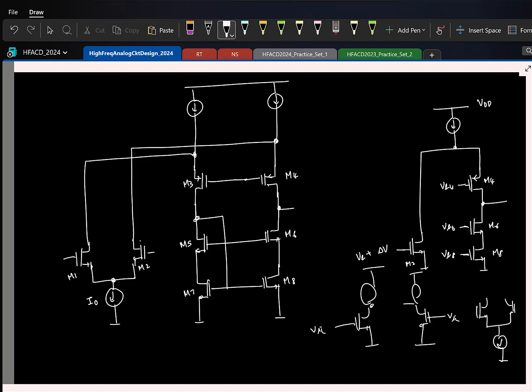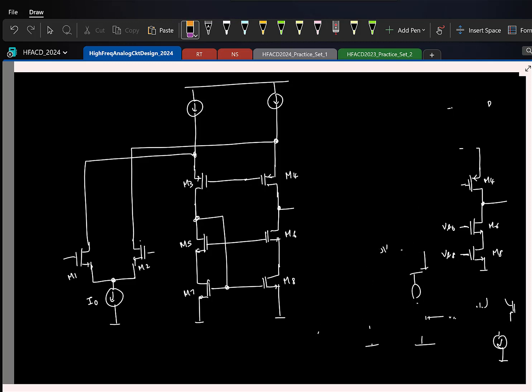So we can do the high swing cascode current mirror. We can also do this connection as we saw, but that will have a smaller swing. Okay. Cool. So let's erase this. This is not needed now.